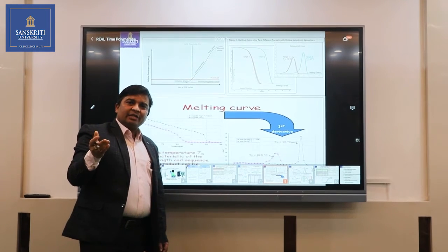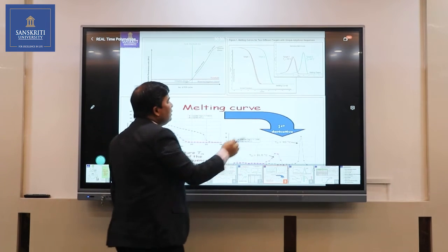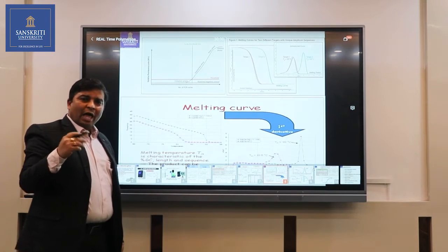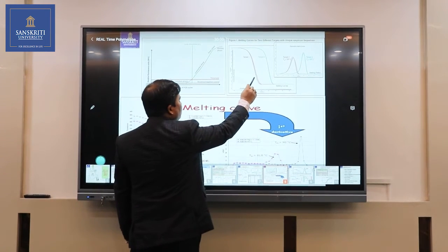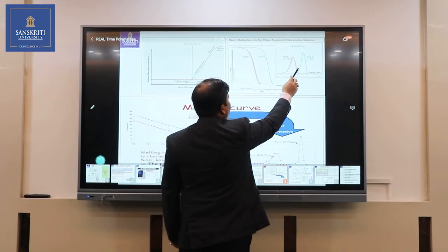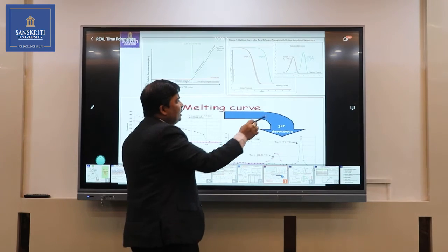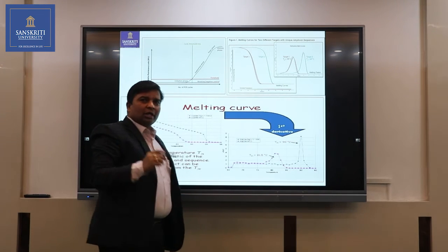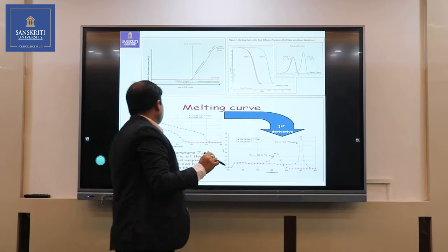We can put more than one reaction at a single time. If there is more than one product, then you will get two melting curves, because the products have different melting temperatures. Here in the melt peak analysis, if there are two products, we can get two different peaks, because their melting temperatures are different. That's why we are getting two different products there.